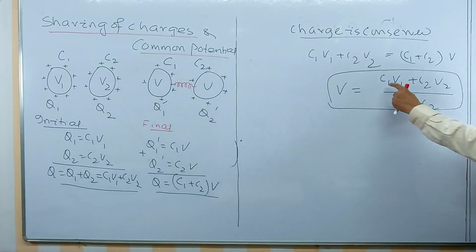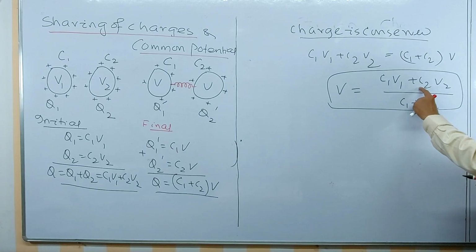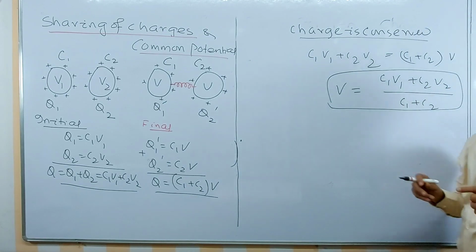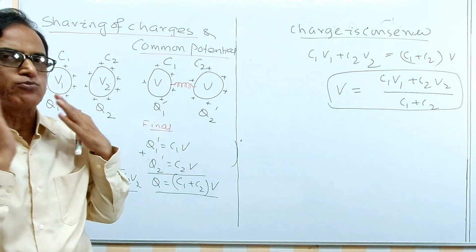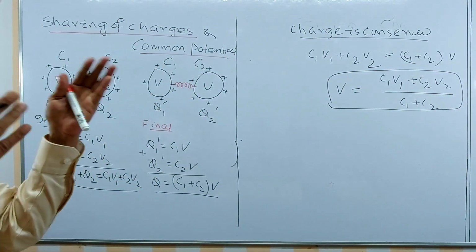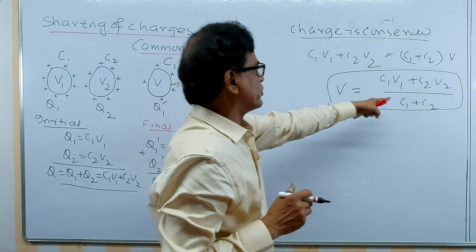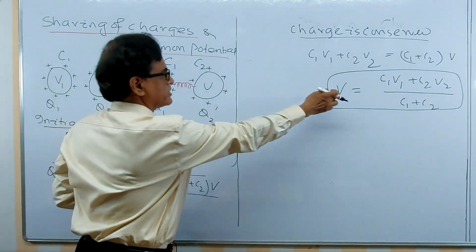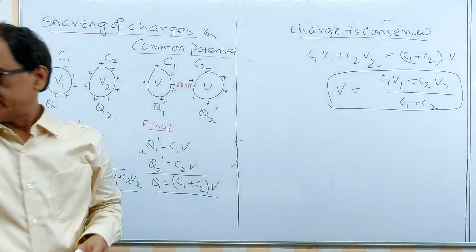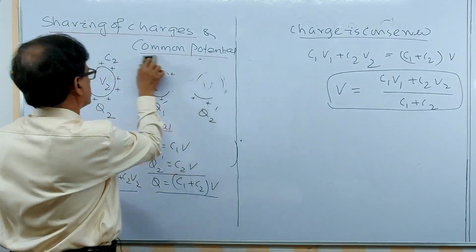That means initially if you have a capacitor C1 having potential V1, and capacitor C2 having potential V2, if they are connected by means of some wire, then what happens? Charges flow from one conductor to another till they attain the same potential. And the common potential in these two conductors is this much. So this is a very important concept, and you may be asked some numericals on this.